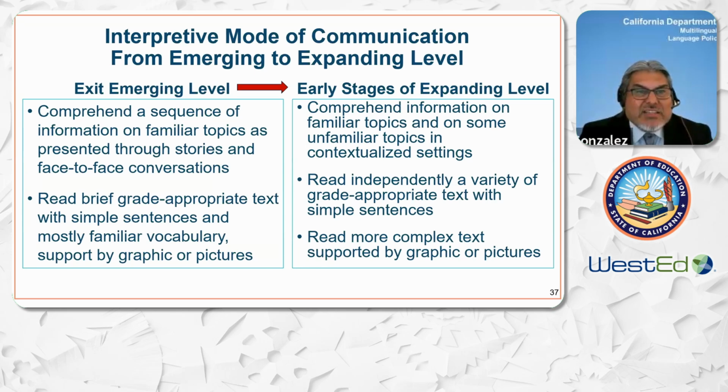Consider the instructional practices and supports needed to enhance a student's proficiency from exiting the emerging level to early stages of the expanding level. Upon exit from the emerging level, students are able to comprehend a sequence of information on familiar topics as presented through stories and face-to-face conversations, and to read brief grade-appropriate text with simple sentences and mostly familiar vocabulary supported by graphics or pictures. At the early stages of the expanding level, EL students are able to comprehend information on familiar topics and on some unfamiliar topics in contextualized settings, read independently a variety of grade-appropriate text with simple sentences, and read more complex text supported by graphics or pictures.